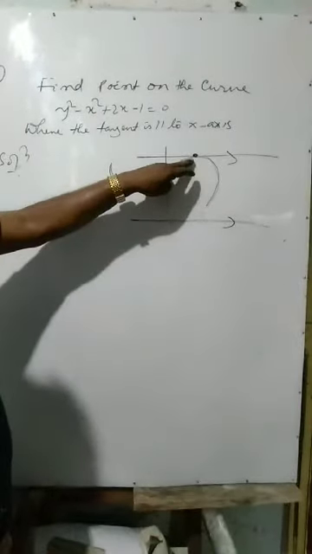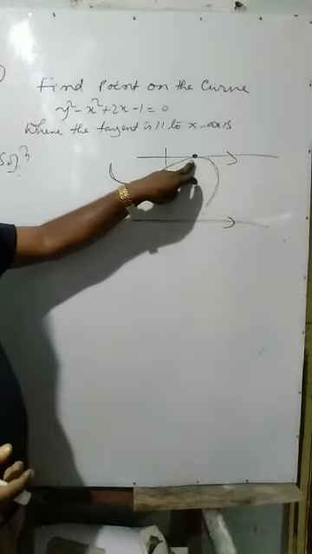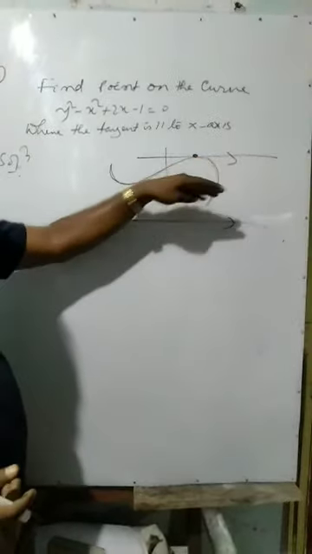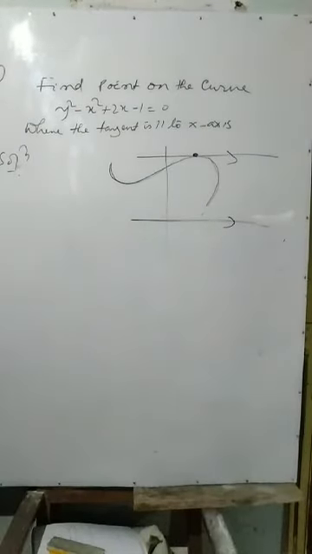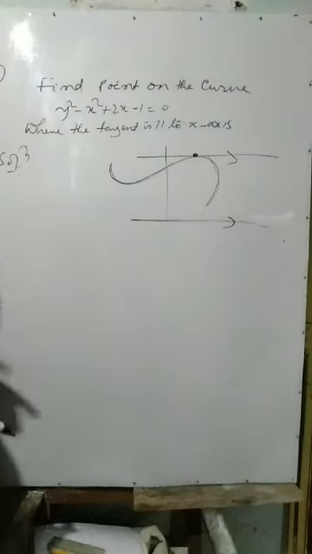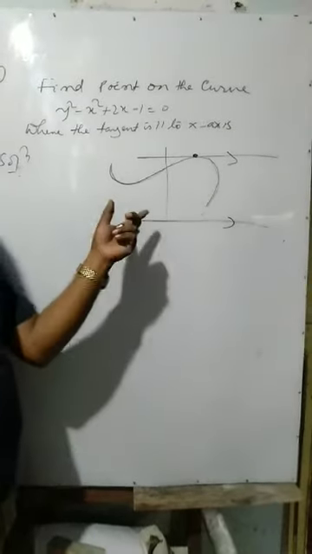We draw the tangent at that point, which is parallel to the x-axis, right? So, is the concept understood or not? Before starting, I will tell some 2D concepts.